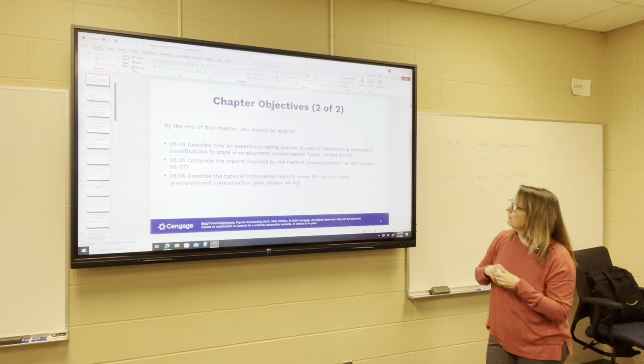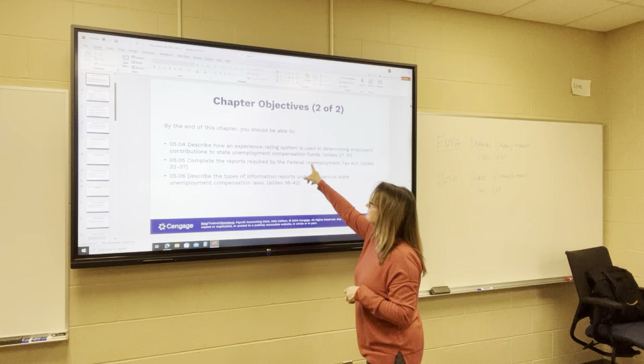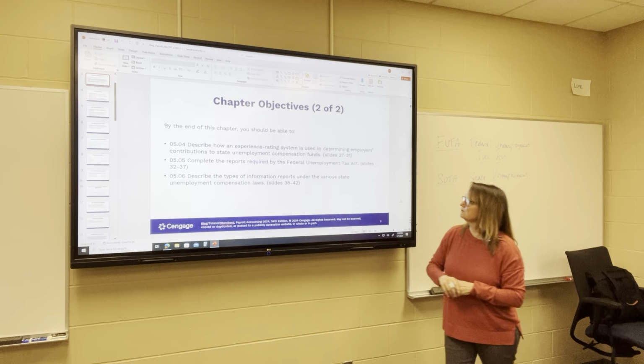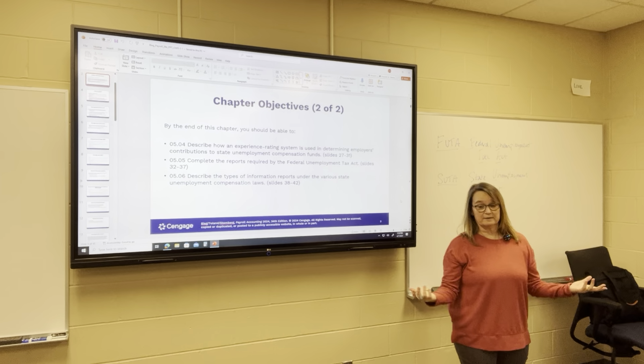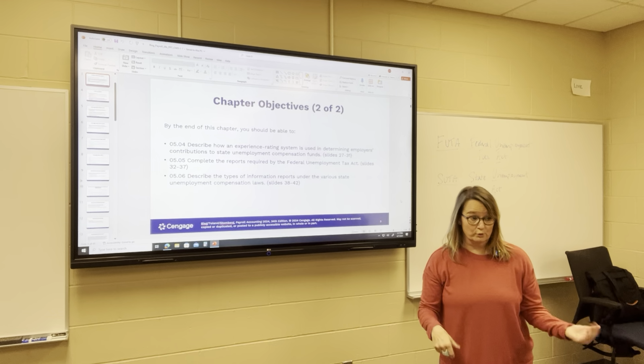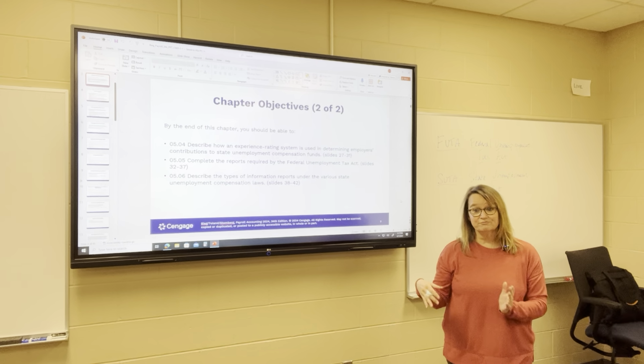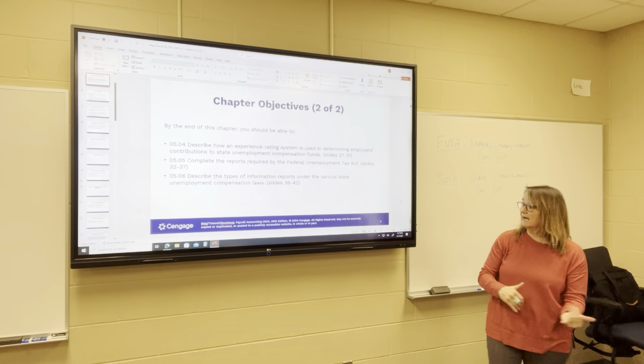So that's another more complicated area of this chapter that we'll spend some time going through some problems on. Reports required for the Federal Unemployment Tax Act, that's the one I was just talking about, is called the Form 940 as opposed to the 941. Now for FUTA, it's the 940.